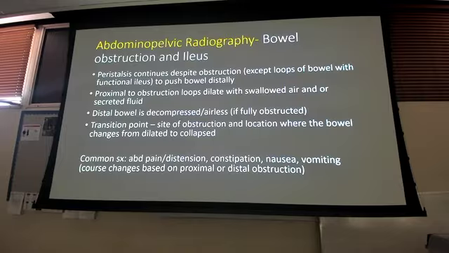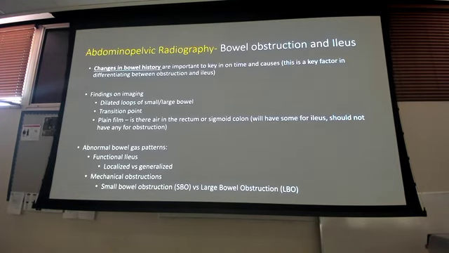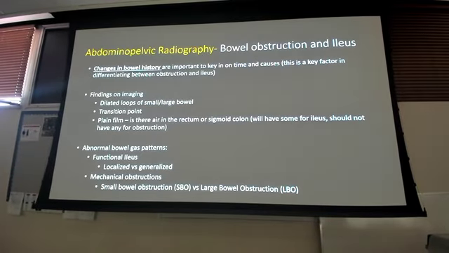Okay? Here are your symptoms: abdominal pain, distension, constipation, nausea, vomiting. Changes versus proximal or distal obstruction, but those are your basic obstruction pathophysiology. Okay? Now, we talked about that. Now we're going to talk about sometimes an ileus here in the next slide. So changes in bowel history are important, right?